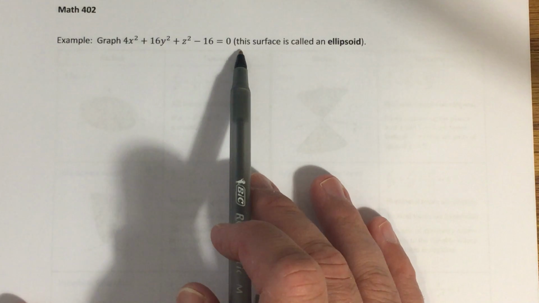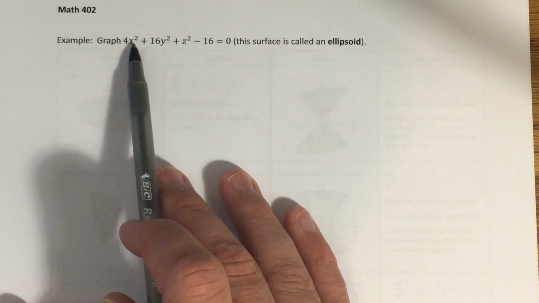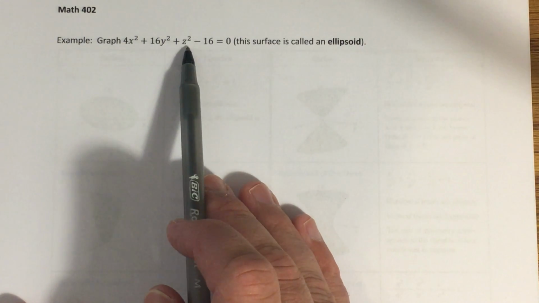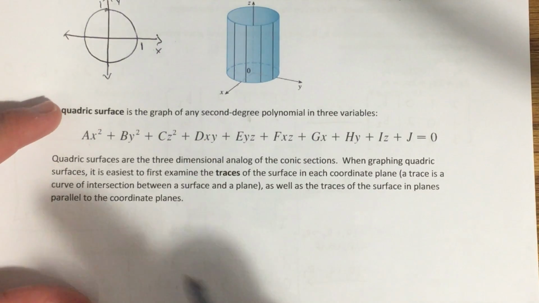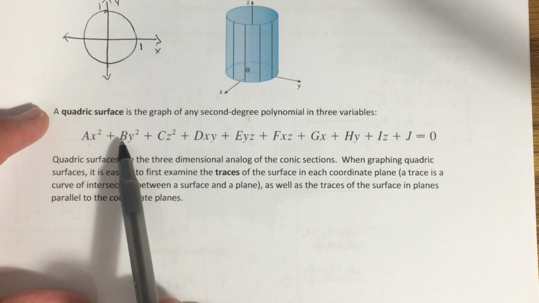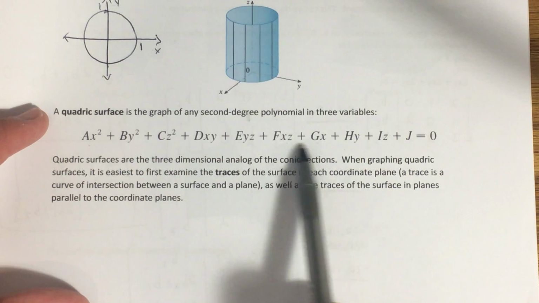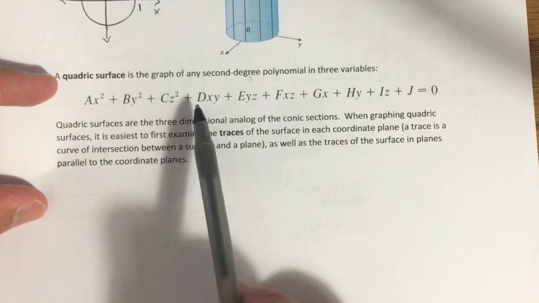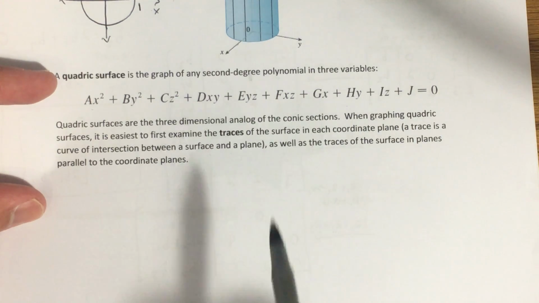This guy right here, we want to graph this equation: 4x squared plus 16y squared plus z squared minus 16 equals 0. Okay, and right now, the form of this equation looks a lot like this general quadratic in 3 variables that we talked about, where we have an a, b, and a c, none of these terms, and then we have a j. So again, an x squared, a y squared, a z squared, and then a constant term. So that's kind of like where d through I, those coefficients are all 0.